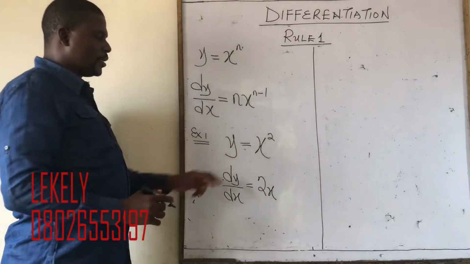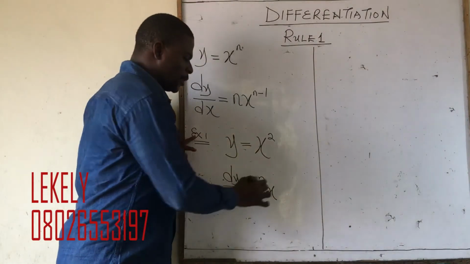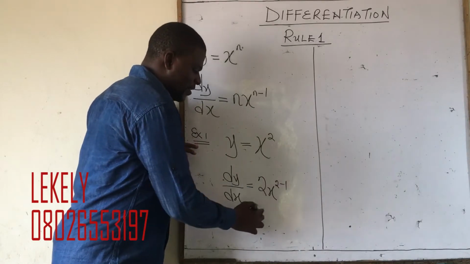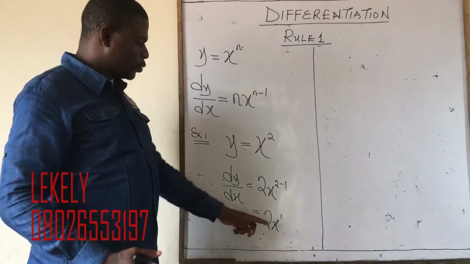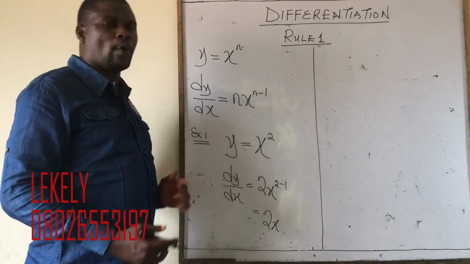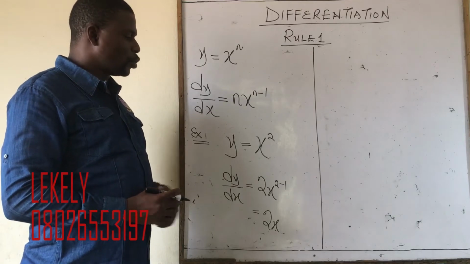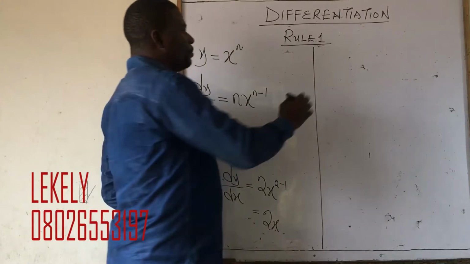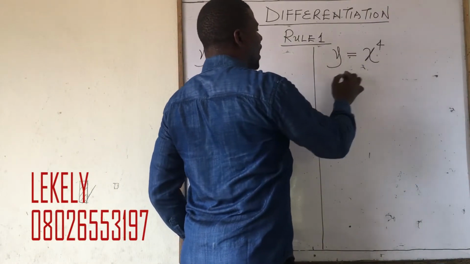It is going to be 2x. You see that? 2 will come down and then you minus 1 from it, because 2 minus 1 eventually will give you 1. And in mathematics, when you have x, it is automatically raised to power 1. You don't need to show the 1. So 2 will come down and then you minus 1. That's the answer.